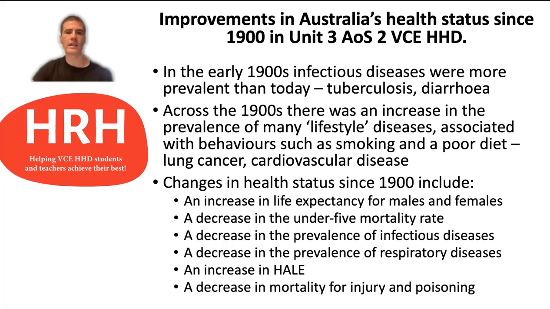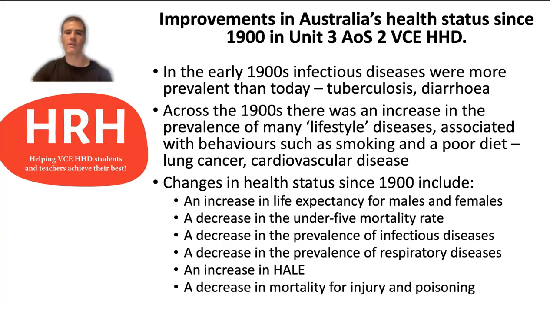However, across the 1900s, there was an increase in the prevalence of lifestyle diseases and a decrease in the prevalence of infectious diseases. Those lifestyle diseases are conditions associated with behaviors such as smoking and a poor diet. They're examples such as lung cancer and cardiovascular disease, which we've probably chatted about across Area Study 1 this year already.